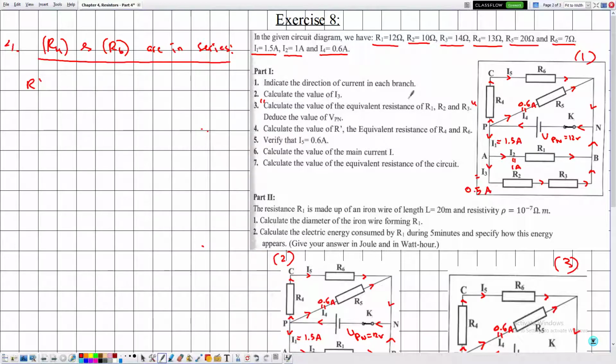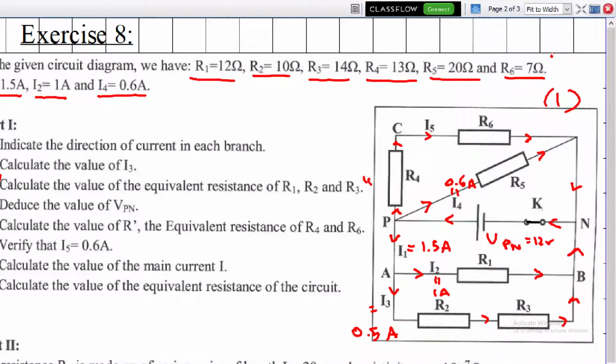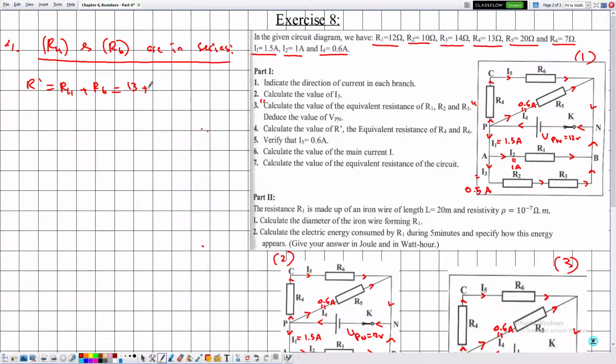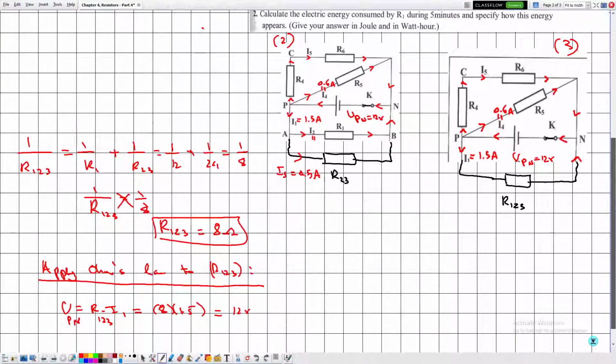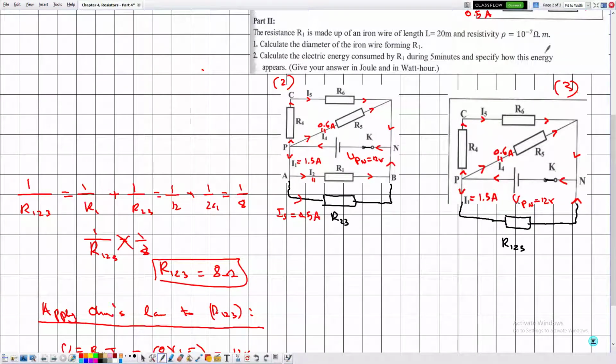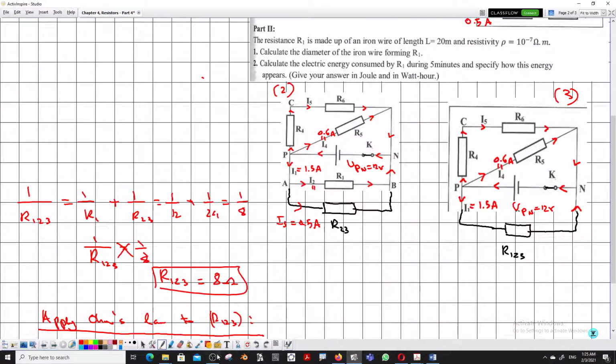So their equivalent resistance is denoted by R prime, using the same notation, which is equal to R4 plus R6, which is equal to 13 plus 7, which is equal to 20 ohms. And we have determined an equivalent resistance. We need to represent it again on the circuit because this will make the task easier for us later. We will not represent it on this circuit, however, but on the final circuit that we have determined, which is more convenient. So now let me make another copy of this.